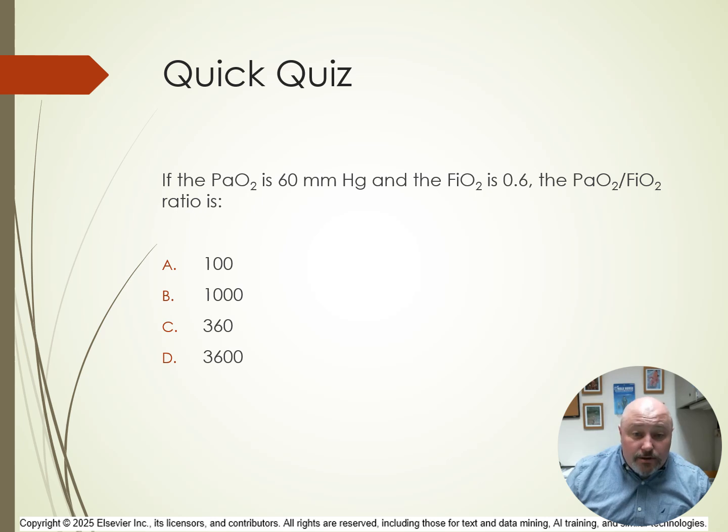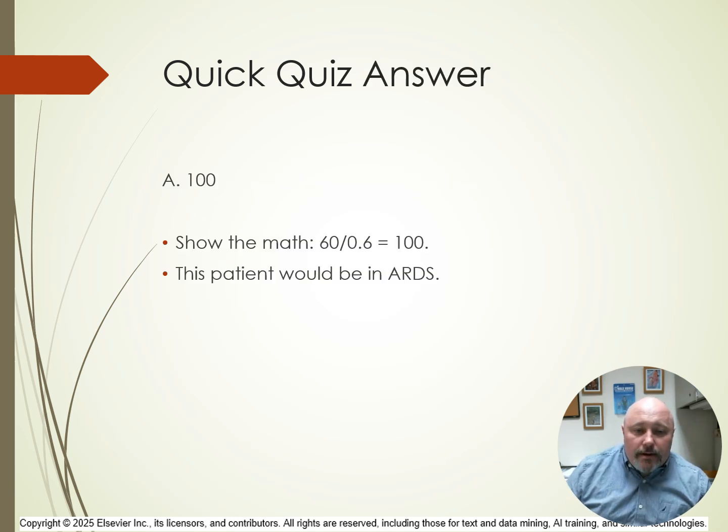If the PaO2 is 60 millimeters of mercury and the FiO2 is 0.6, the PaO2/FiO2 ratio would be: A, 100, B, 1000, C, 360, or D, 3600? That answer is going to be 100, with the math being 60 divided by 0.6 equaling 100, and this patient would be in ARDS.